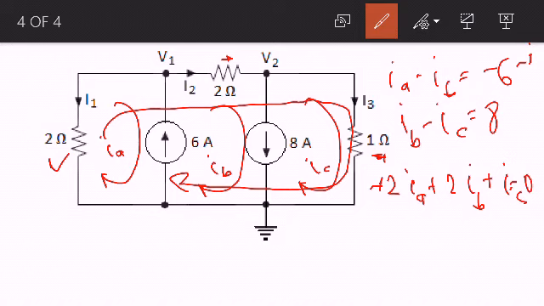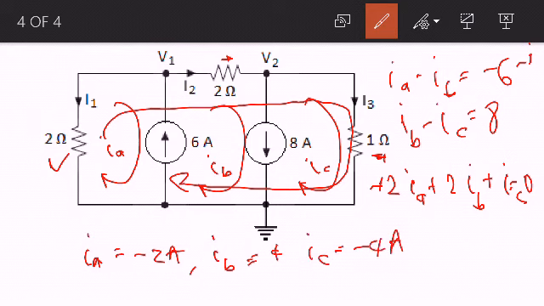Okay, so at this point we can solve the equations simultaneously, and if we do that, we get IA is equal to minus 2 amperes, IB is equal to 4, then IC is equal to minus 4 amperes. Now you can see that I1 is actually negative of IA since they are moving in opposite direction, so that means I1 is actually 2 amperes. I2 is moving in the same direction with IB, so I2 is IB, which is 4 amperes.